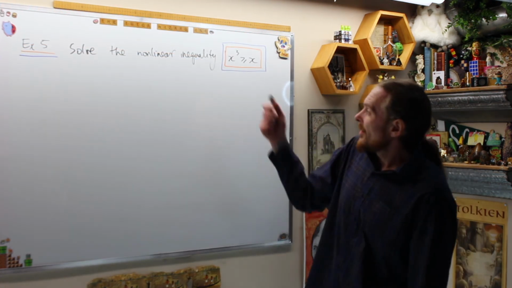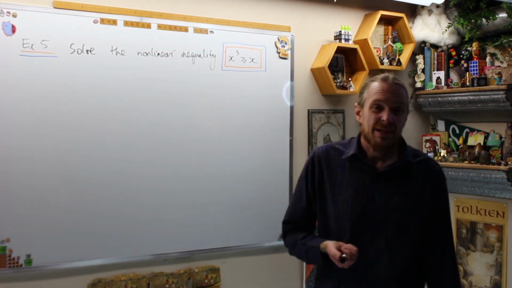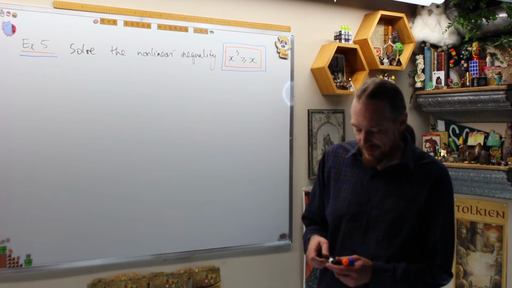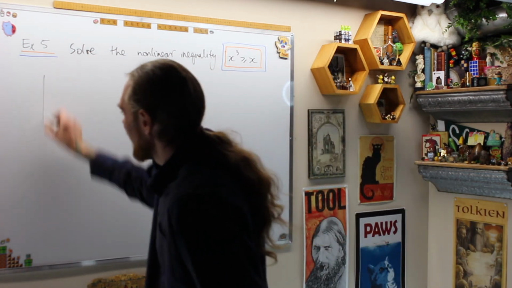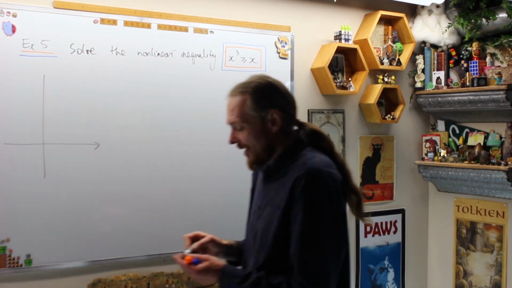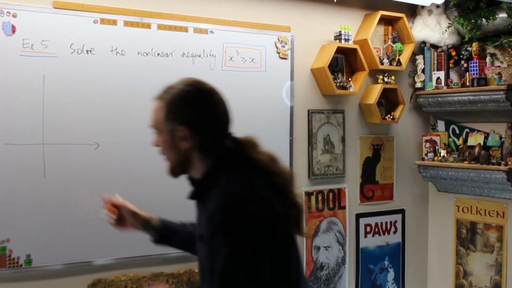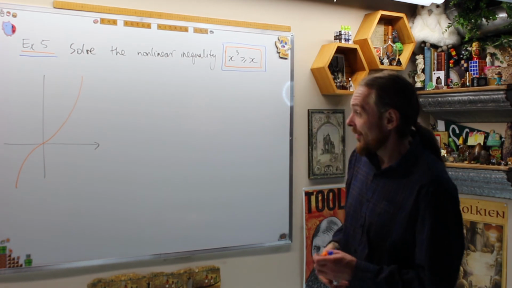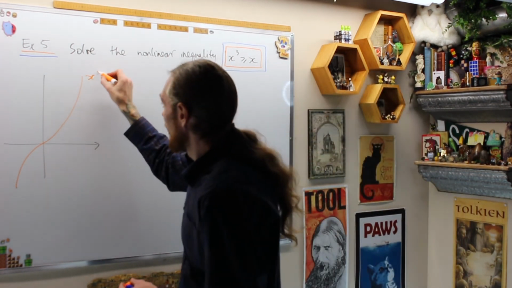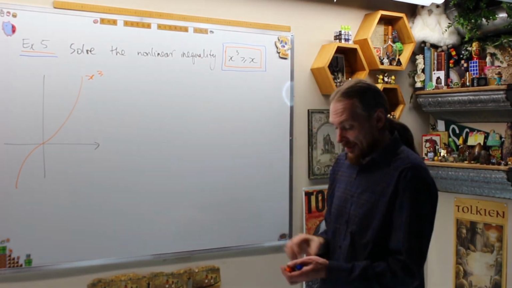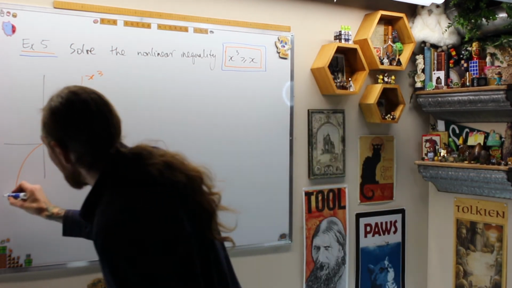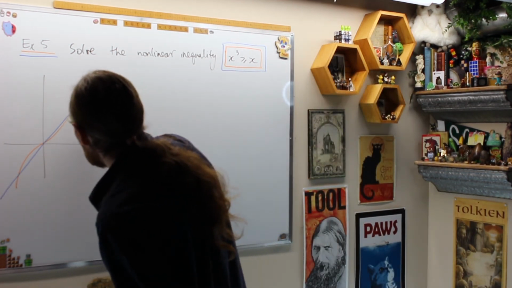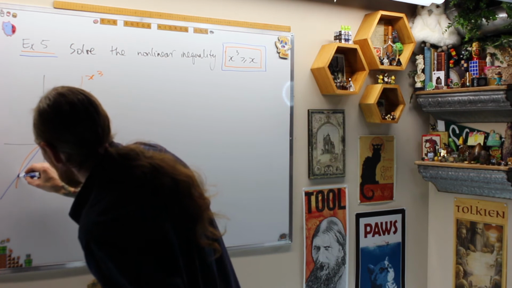All right, solve the nonlinear inequality x cubed is greater than or equal to x. What we're going to do with this, first of all, pictorially, graphically, if I draw x cubed, we're going to do what all these things look like in later videos, but this is x cubed. And then we have the straight line y equals x, and that's going to look like that. And so there are going to be these 3 intersection points.